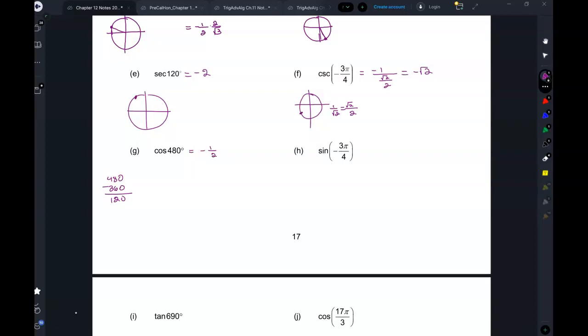Okay? All right. So here I have sine of negative 3 pi over 4. Oh, look, we just did the cosecant, right? Negative 3 pi over 4 is here, so what's the sine going to be? Negative 1 over root 2, which is negative root 2 over 2.